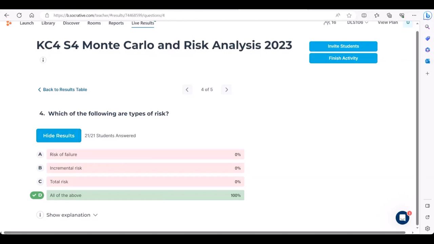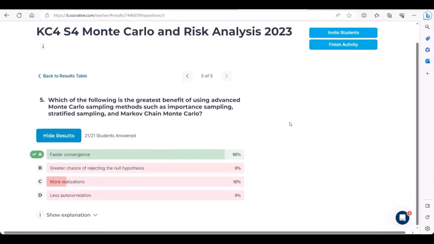And then the last question, number five, which of the following is the greatest benefit of using some of the advanced Monte Carlo sampling methods that we talked about in yesterday's lecture, such as important sampling, stratified sampling, and Markov chain Monte Carlo? So B, greater chance of rejecting the null hypothesis. That has to do with hypothesis testing, has nothing to do with Monte Carlo, so that one's not applicable.